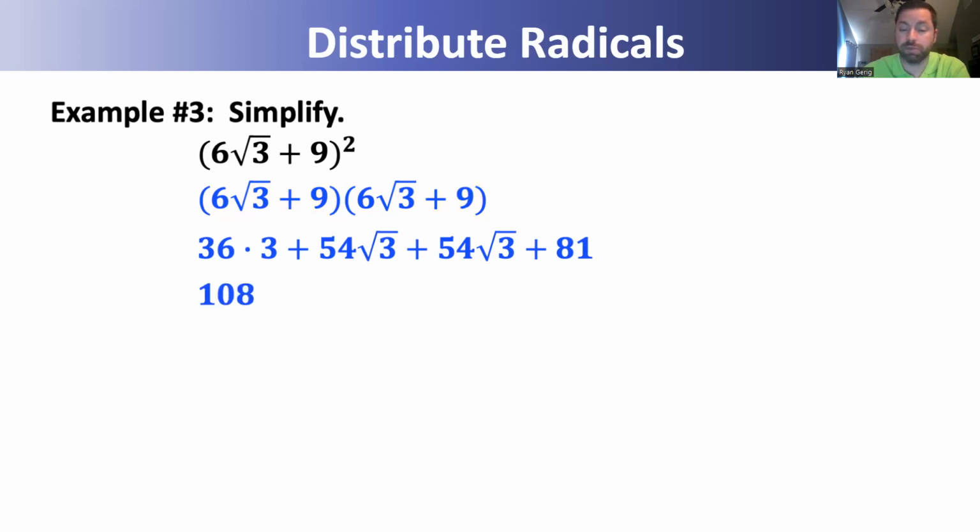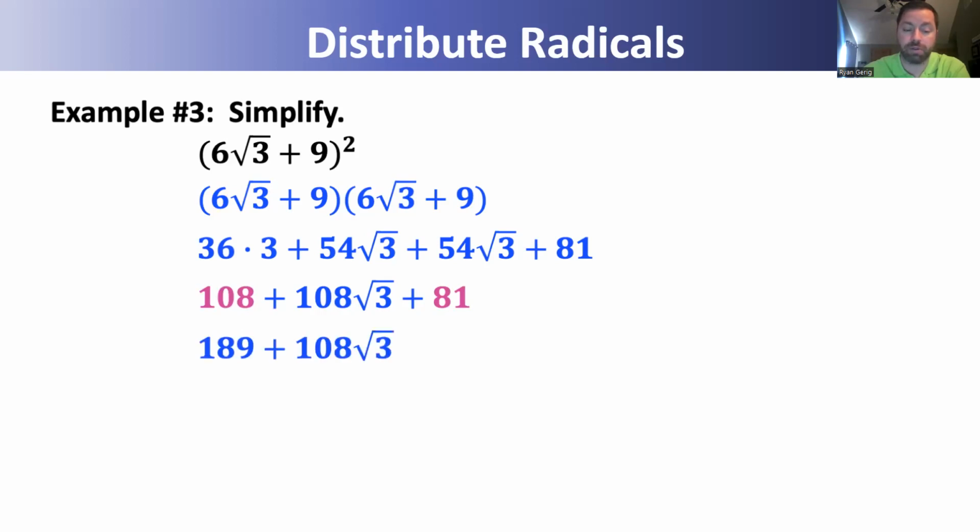Oh, 36 times 3 is 108. Go ahead and multiply those together. 54 radical 3 plus 54 radical 3 makes 108 radical 3. I'm adding 54 plus 54 plus 81. We're not quite done because 108 and 81 are both numbers. I can put those together to get 189 plus 108 radical 3. That's done because 189 does not have a radical, 108 does, which makes them unlike terms. I cannot put them together.